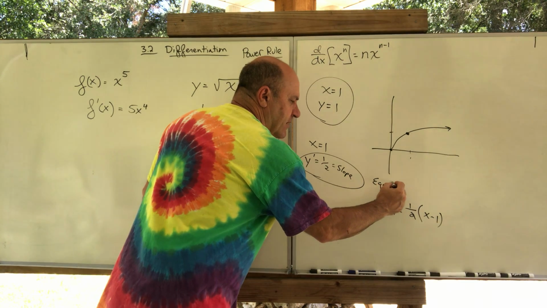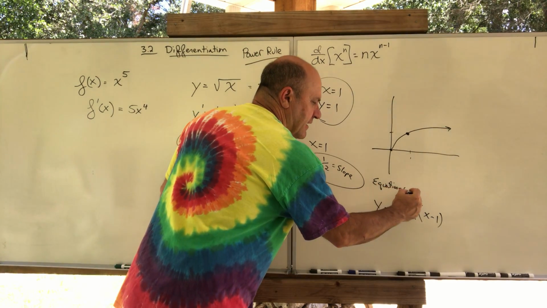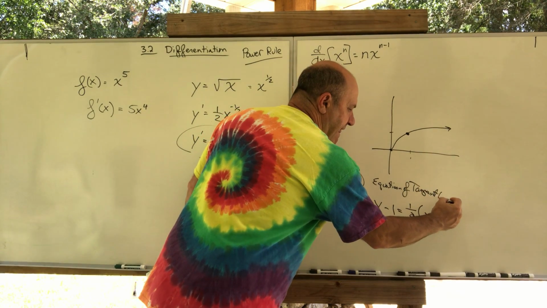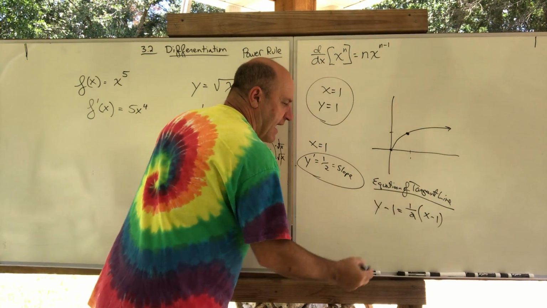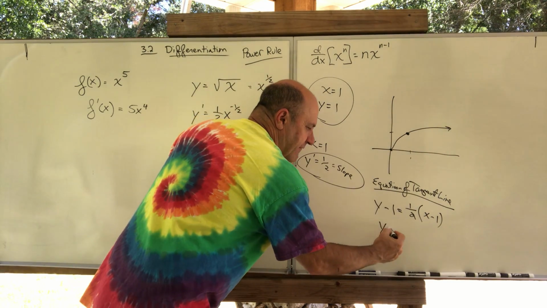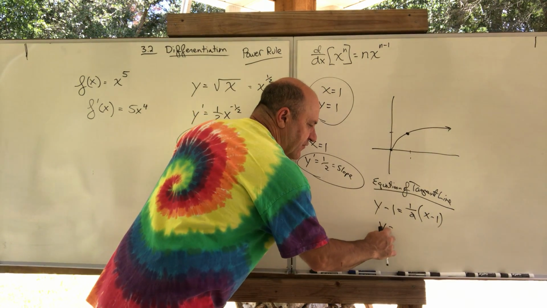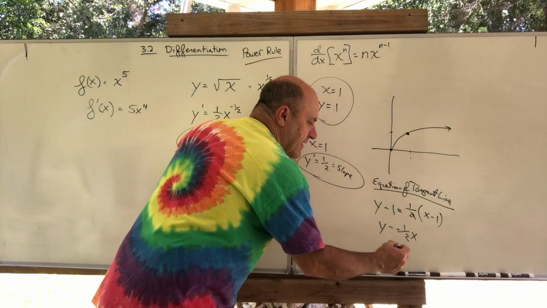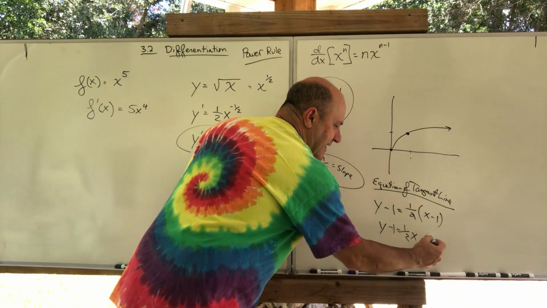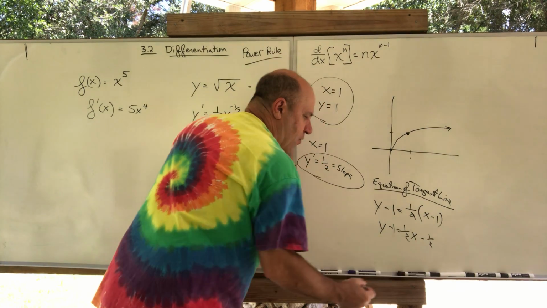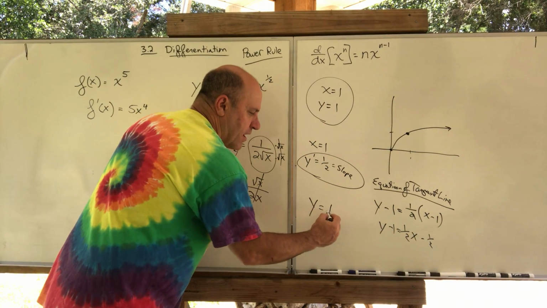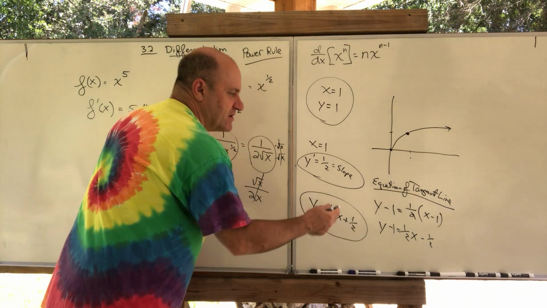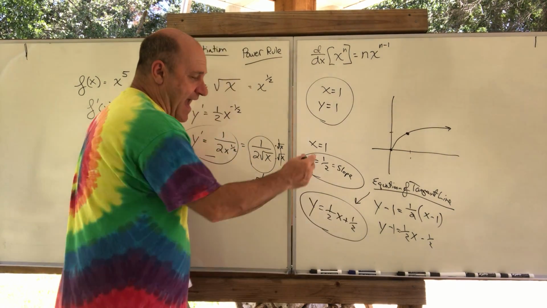I'm going to write that. Equation of the tangent line. Let's clean it up a little. If I distribute the 1/2, that's 1/2 x minus a 1/2. If I add that 1 over there, I get 1/2 x plus a 1/2, I think. That's the equation of the tangent line at this point.